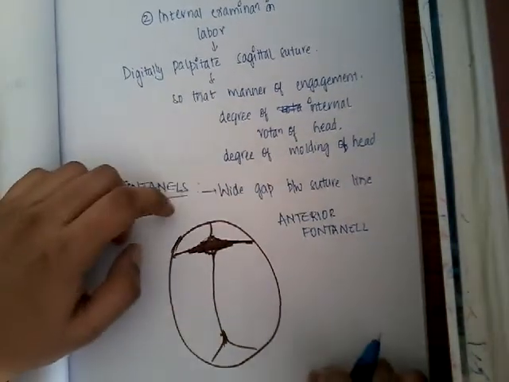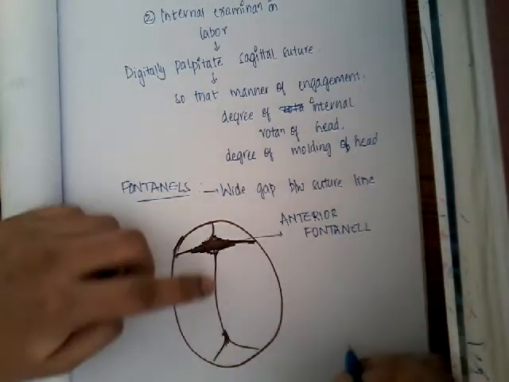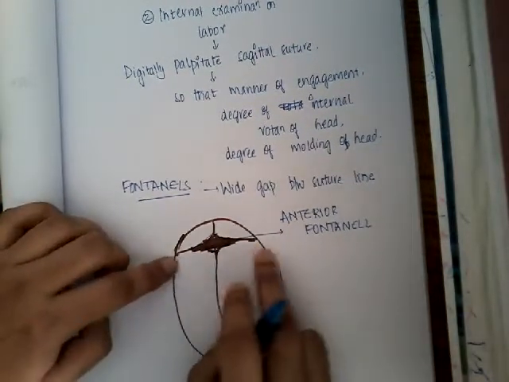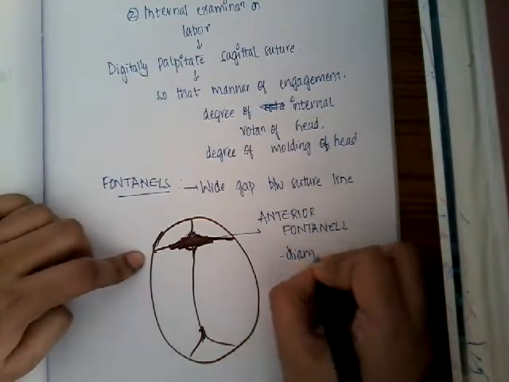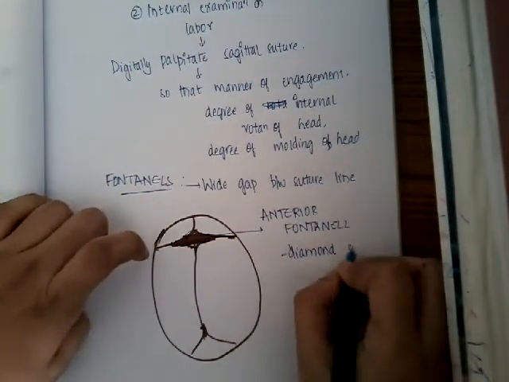What are they? It is formed by joining anteriorly the frontal suture, posteriorly the sagittal suture, and on either side the coronal suture. So it is diamond shaped, formed by the joining of four different sutures.